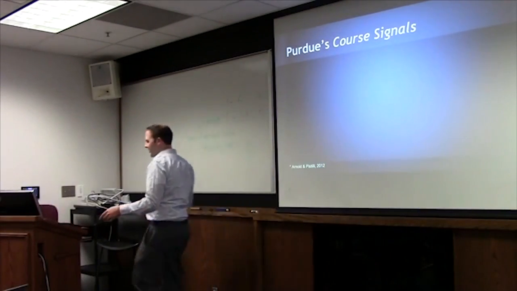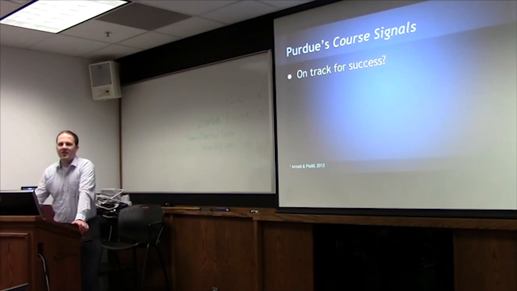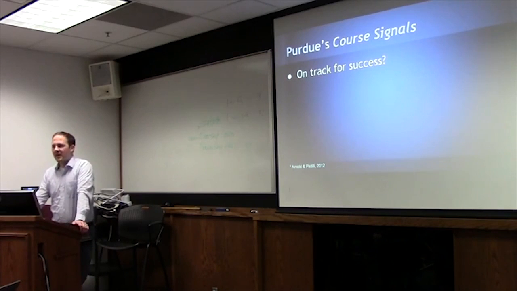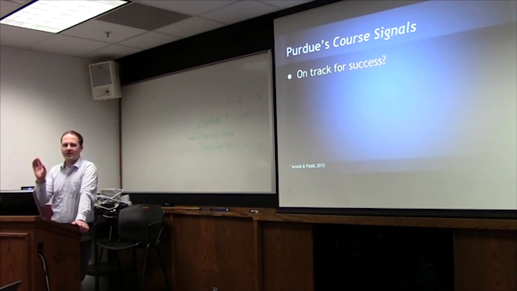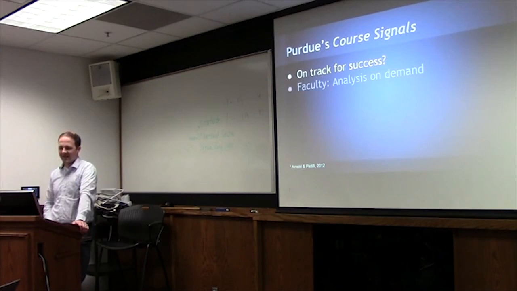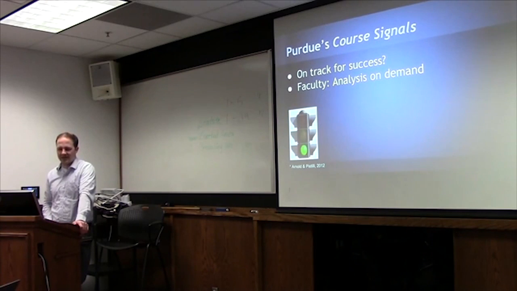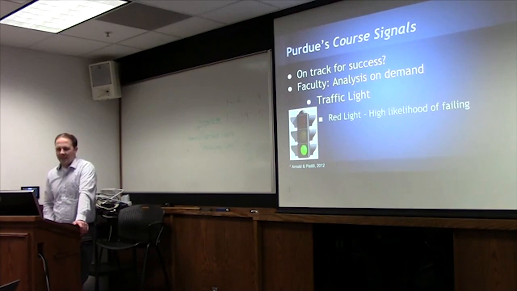So this one's coming from Purdue. You may have heard of it before, Course Signals. The purpose of Course Signals is to be able to tell a teacher which of their students are on track for success and which may be at risk for failing the class. It's something that runs on the learning management system, and so faculty have to actually perform a request for the report. So they put in a request, and it comes back with this traffic light report with all their students.